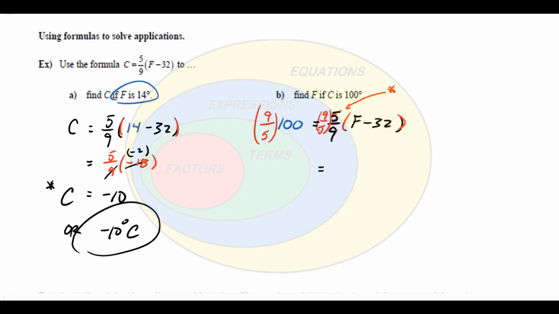And the 9/5 will cancel with the 5/9. That's reciprocals. And I'm left with just F minus 32. And then on the left side, 5 goes into 100 with 20. And then 9 times 20 is 180.